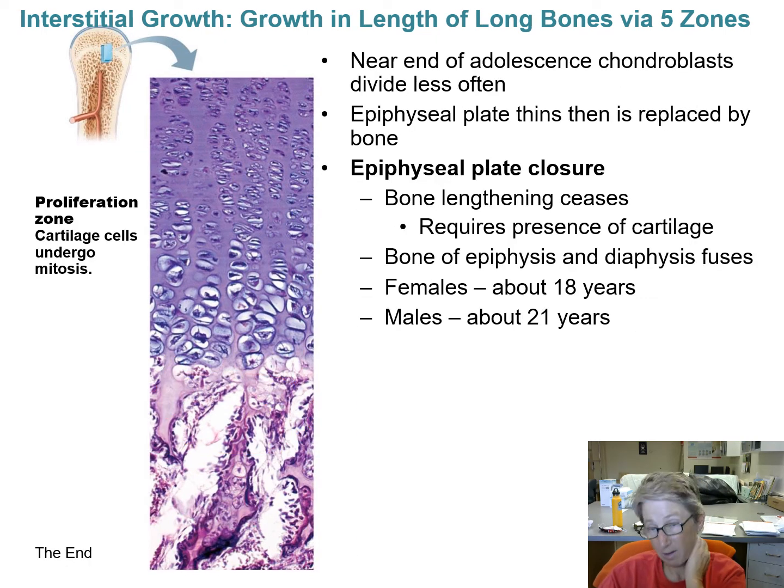Near the end of adolescence, what is that, 18, 19, 20? The chondroblasts that live up here will divide less often. The epiphyseal plate starts to get thin, and it's replaced by bone, so it's not cartilage anymore, it's just replaced by bone. And then the epiphyseal plate closes, and then you start calling it an epiphyseal line, and then the bone can't lengthen anymore. And that's it.